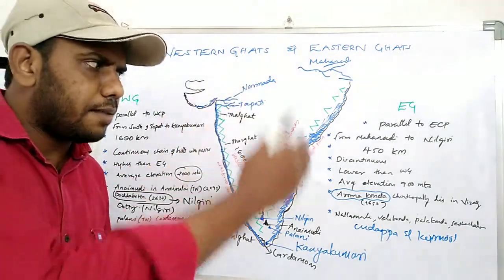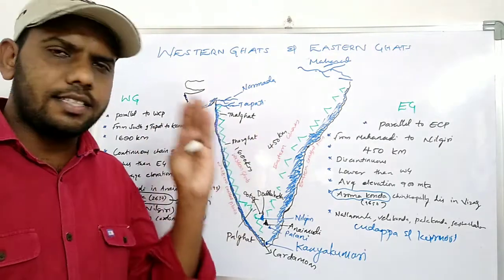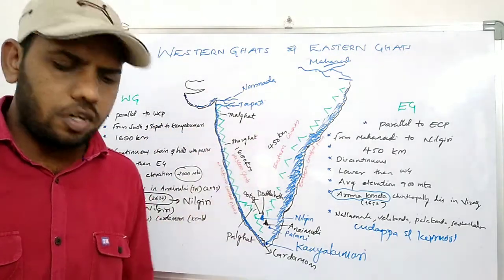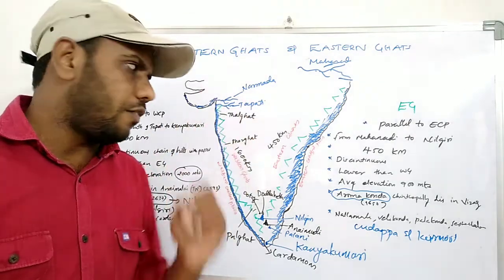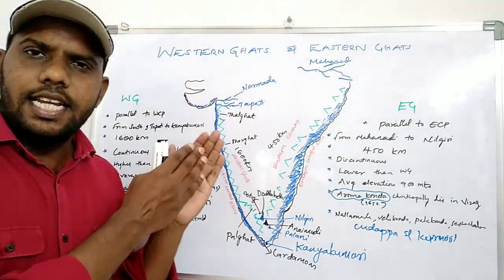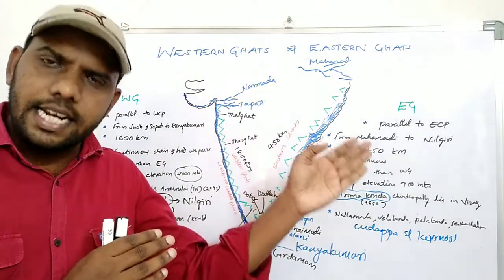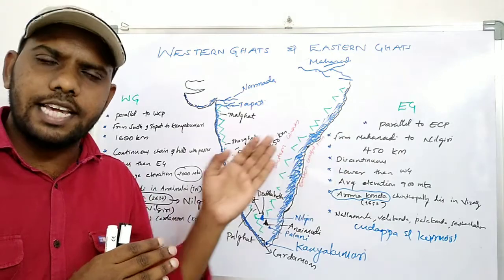Now we can cover it as a question and answer study. Before, I explained it; now we can see the points. So the first point, very easy. The Western Ghats lies parallel to the Western Coastal Plain. Eastern Ghats lies parallel to the Eastern Coastal Plain.